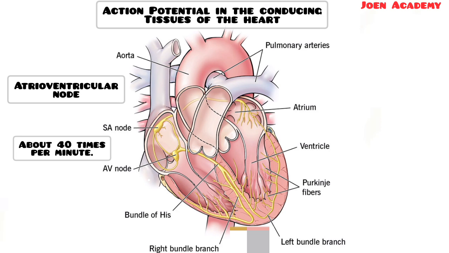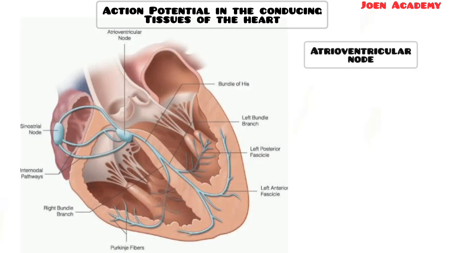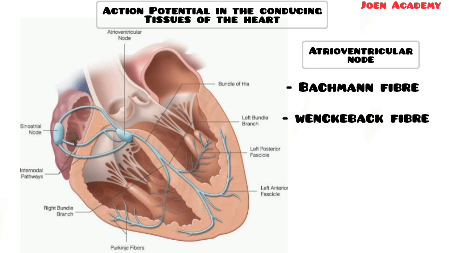Three special muscle fibers help in the conduction of impulse from the SA node to the AV node. These special muscle fibers are Bachmann, also known as the anterior fiber, the Wenckebach fibers, which are also known as the middle fiber, and the Thorel fibers, which are also known as the posterior fibers.